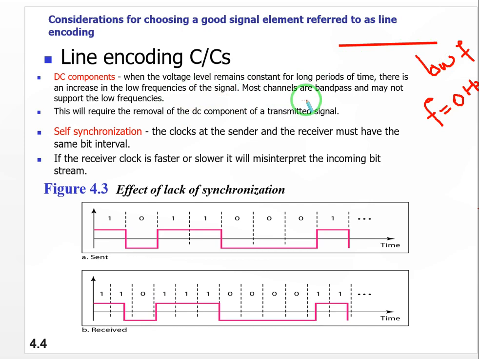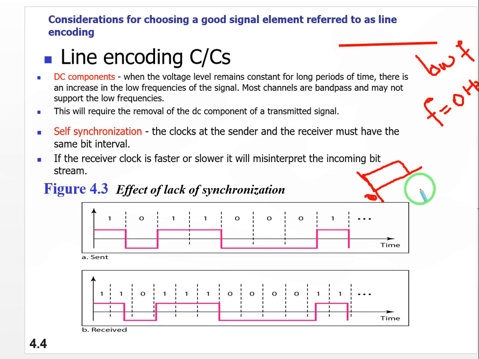So this is the frequency of a signal. One thing to keep in mind: most channels are band pass and may not support low frequency. What is band pass? We have three types of channels. One is the low pass channel. A low pass channel is a kind of channel which starts from zero frequency up to some extent.